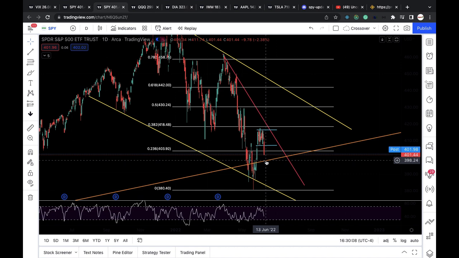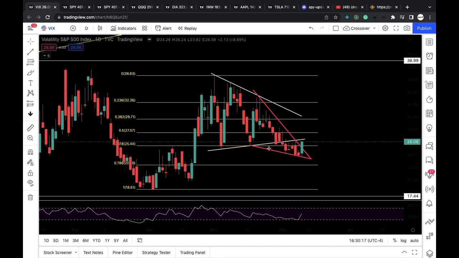For all we know, SPY could be just looking to backtest this multi-year trend line, okay, as a support, and it might even hold, but that still remains to be seen. All right, guys, moving on to the VIX.